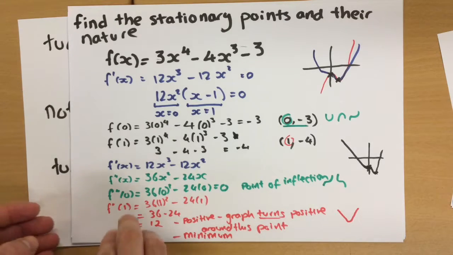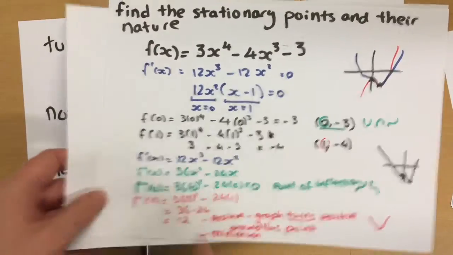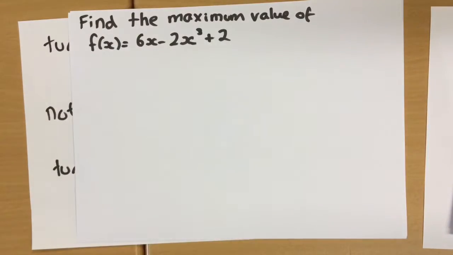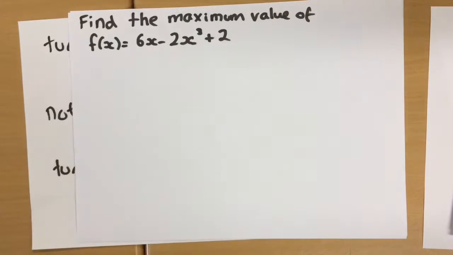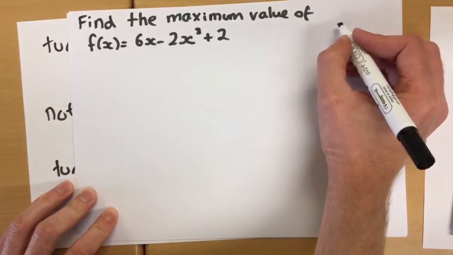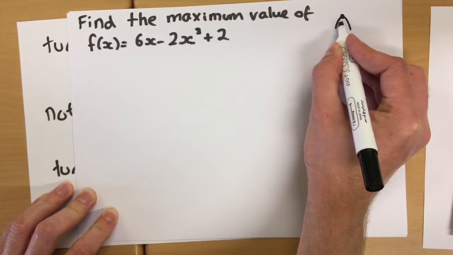Another question that might be asked is to find a maximum or a minimum value. You could ask for the highest value or the lowest value of a graph. So in this example, we're asked to find the maximum value of this equation. Again, a maximum is going to be a turning point because either side can't go any higher.